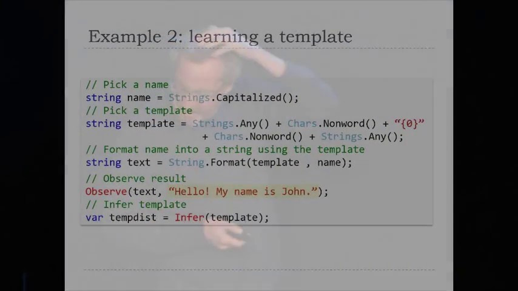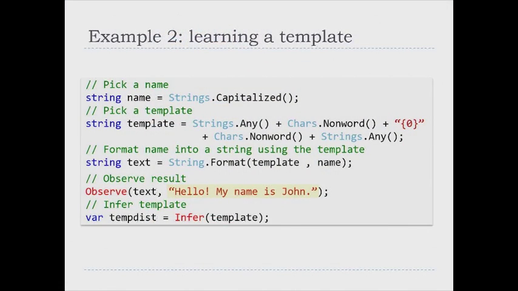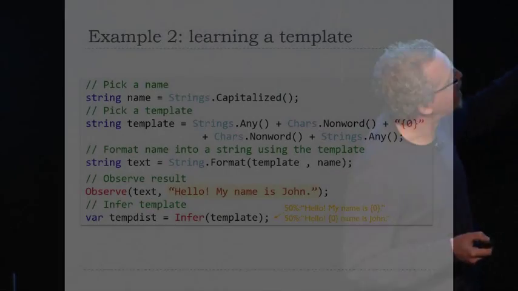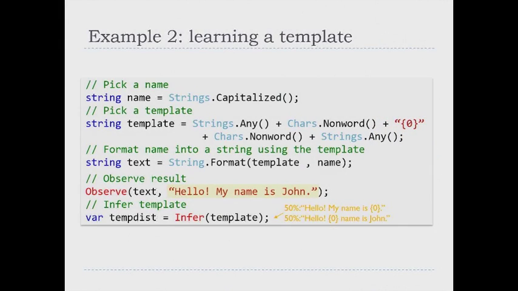But supposing I was unlucky, and the string was instead, "Hello, my name is John." Now there's some ambiguity, right? There's two possible placeholders that could have happened. "Hello, my name is blank," or "hello, blank name is John." The system doesn't know which of "my" and "John" is the actual name.